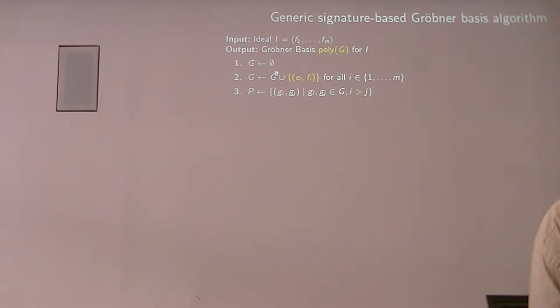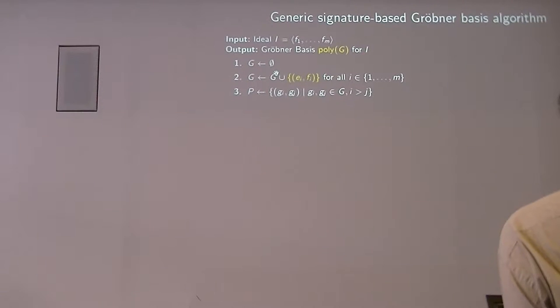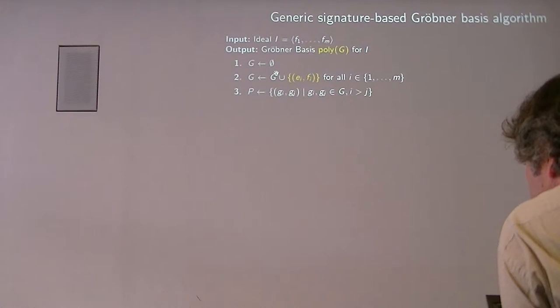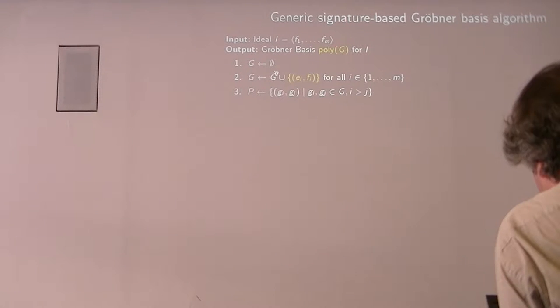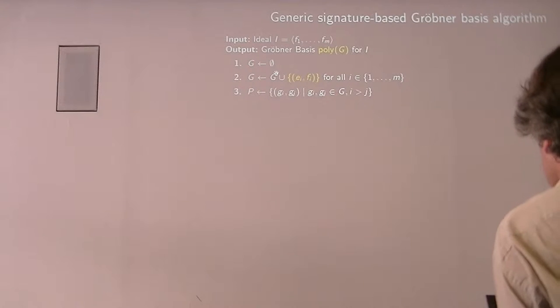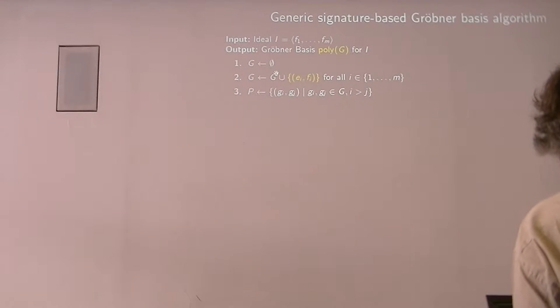Right now I try to give you a very generic signature-based Gröbner basis algorithm. This is slow, but it's easy to understand. And I try to highlight in yellow the differences to a usual Buchberger algorithm. The first difference, what you see above here, is that the output is poly of G. To explain what I mean by poly of set G, it's easiest to look at this line here. So G is first of all the empty set, and then I add to G tuples, namely my Fi's together with the signatures, the Ei's.